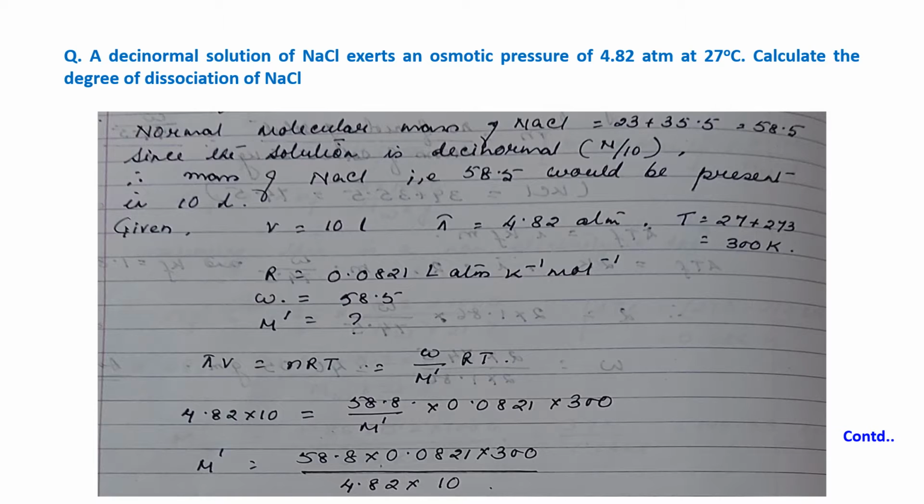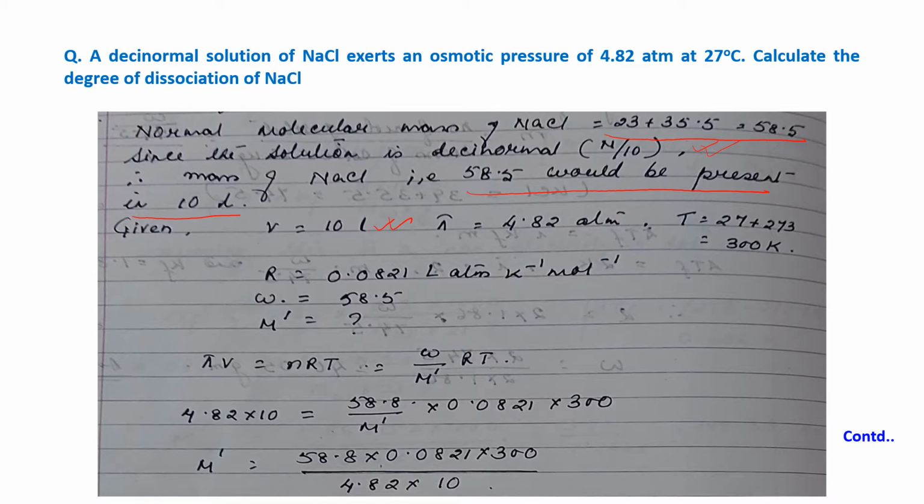What is it saying? The normal molecular mass of NaCl, you know, is 58.5. 23 is the atomic mass of sodium and 35.5 is the atomic mass of Cl, so we get 58.5 as the molecular mass of NaCl. Since the solution is decinormal, that means it is N by 10. That means 58.5 grams would be present in 10 liters. So I can take the volume as 10 liters.